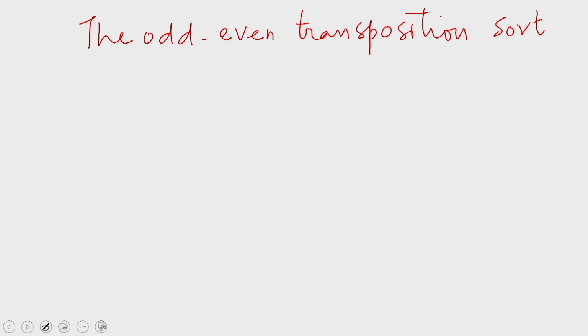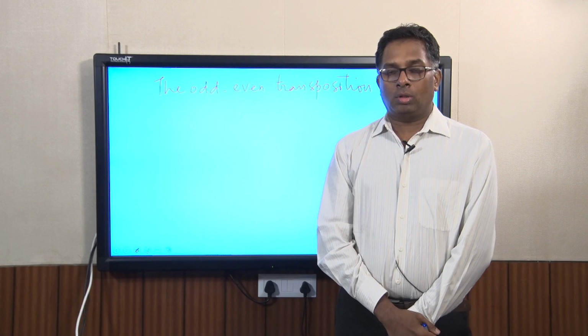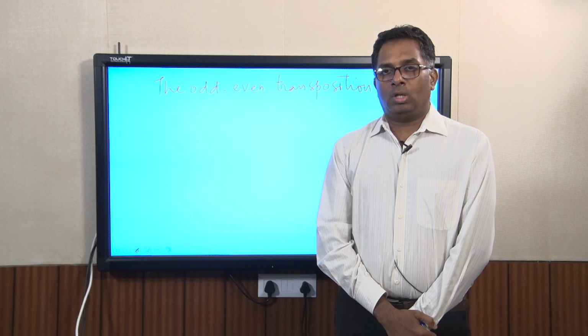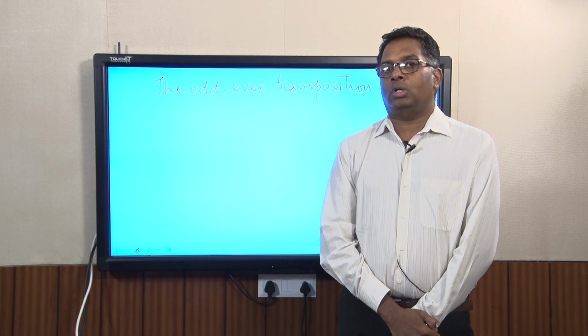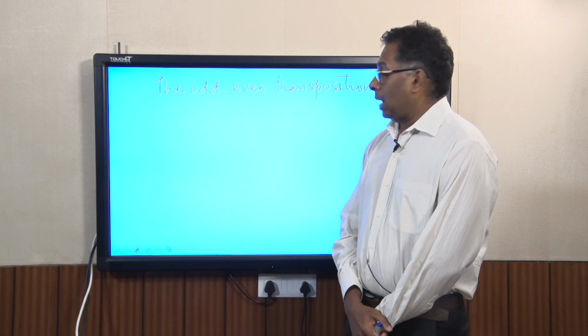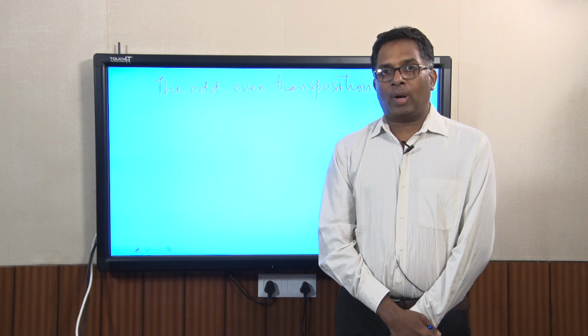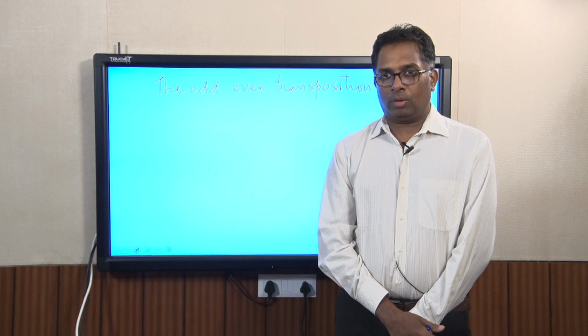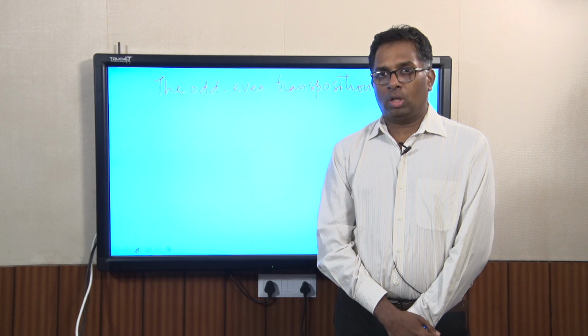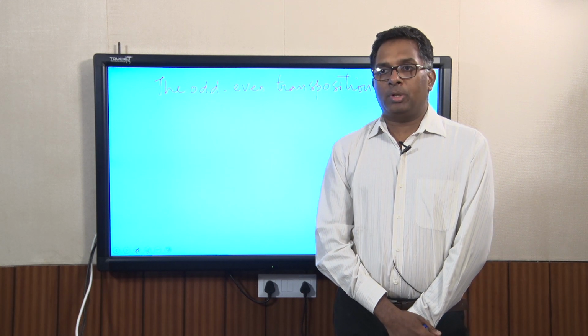The odd even transposition sort algorithm, as I explained, proceeds like this. In the first step we pair odd elements with the next even elements. In the second step we pair even elements with the subsequent odd elements and so on. And then within each pair we perform a comparison and exchange if necessary, so that the elements will be in sorted order. If we continue this process, finally the elements will be sorted.